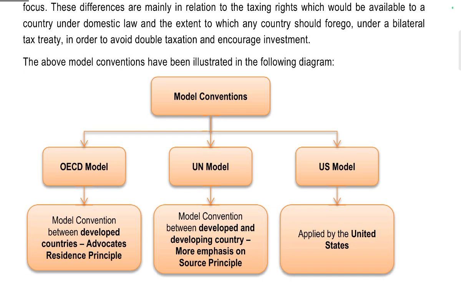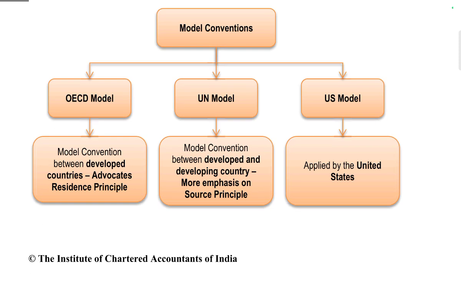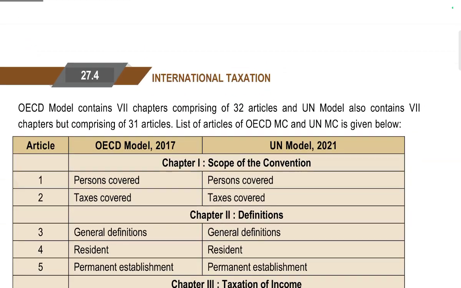The above model conventions have been illustrated in the following diagram. Model convention: OECD model, UN model, US model. OECD model: the model convention between developed countries advocates the residence principle. UN model: model convention between developed and developing countries, with more emphasis on the source principle. US model: applied in the United States.